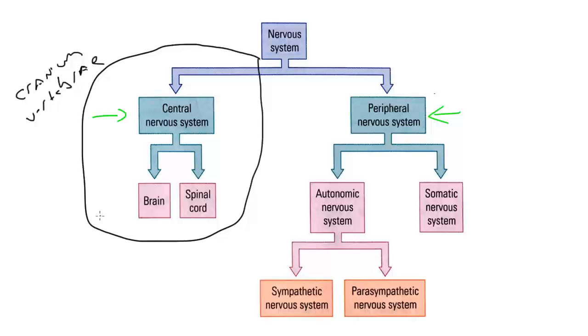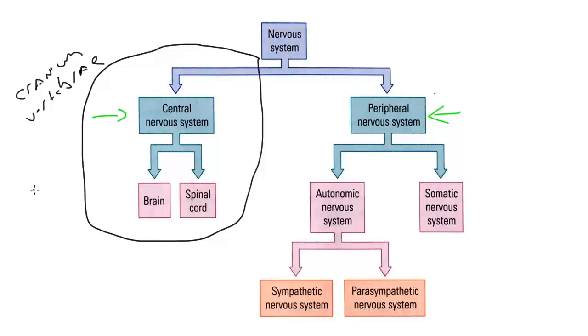So all of those bones of the spine, the vertebrae, inside of them is the spinal cord. So the neural structure inside the spine is the spinal cord. And then the brain, which is inside the bones of the cranium. That's the anatomical correlate. Everything outside of them is now going to be peripheral nervous system.